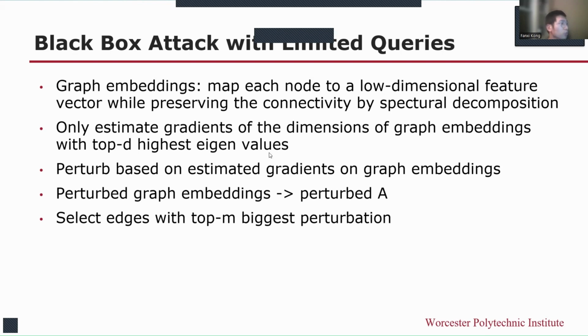So then we perturb based on the estimated gradients on graph embeddings, just like before. And since we have the spectral decomposition formula, there is a natural relationship between graph embeddings and adjacency matrix. So the perturbed graph embeddings can be turned into the perturbed adjacency matrix. The final step is the same as before. We select the edges with the biggest perturbation, with n being the number of limited perturbations. So this is how we perform black box attack with limited queries.